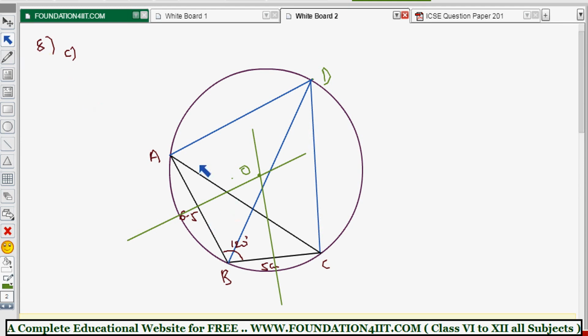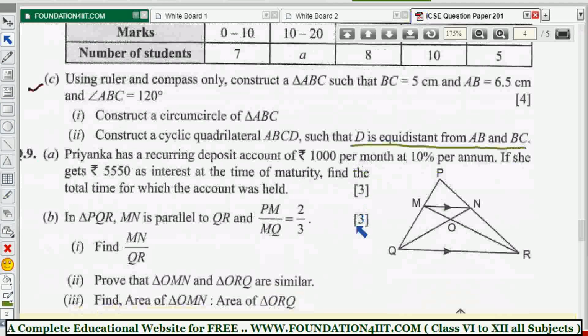That's it. The important thing is, after constructing the triangle, if you want the circumcircle, you should bisect the sides. And D is equidistant from AB and BC means AB and BC have a common vertex, that angle you should bisect. Where it touches the circle, that is D. Then join AD and CD. Complete construction videos are available on this website. You can go through the channel links, so you can find them. So this is about question number 8.